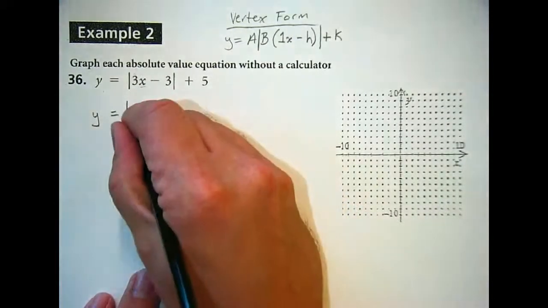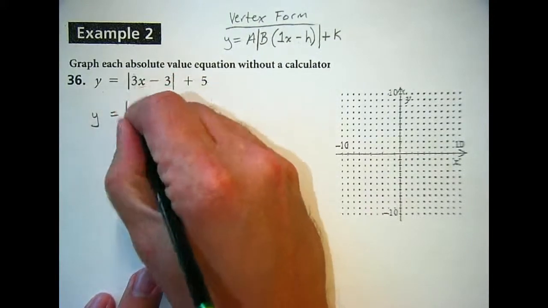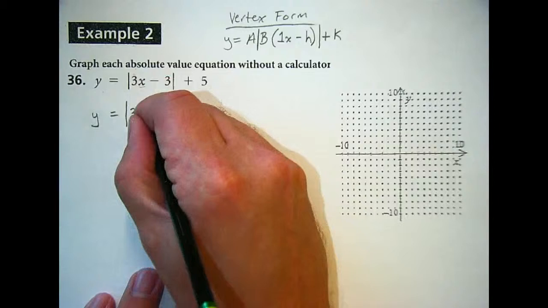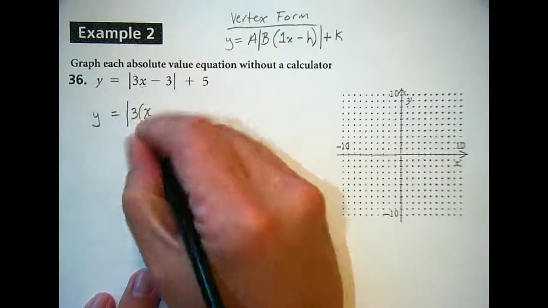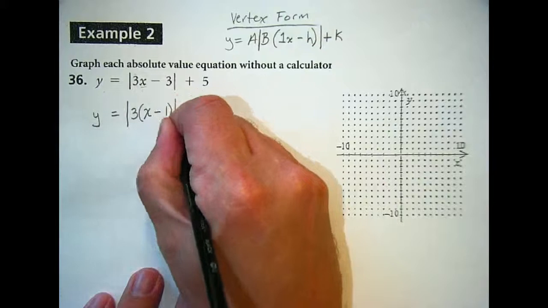Now, when you factor out a 3, you're pulling that out. Okay? 3x divided by 3, or 3 times what is 3x? 1x. And 3 times what is negative 3? Negative 1. That is now vertex form.